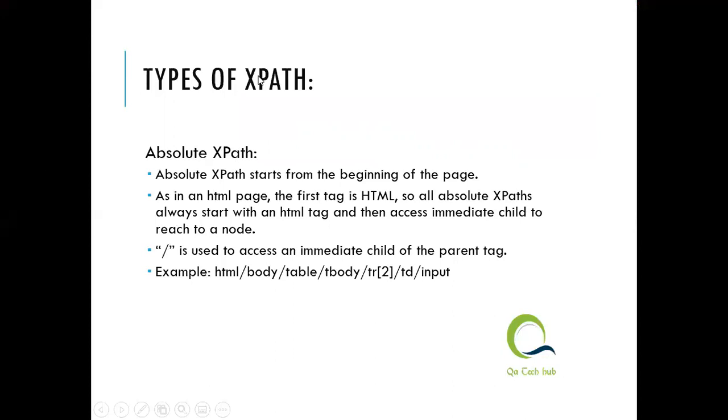So there are 2 types of XPath. First one is absolute XPath. Absolute XPath is something which starts from the beginning of the page. Okay. And since in any HTML page, the first tag is always HTML, the absolute XPath also starts with an HTML tag. And then we can use a single slash to access its immediate child, and from there we can reach the child tag.